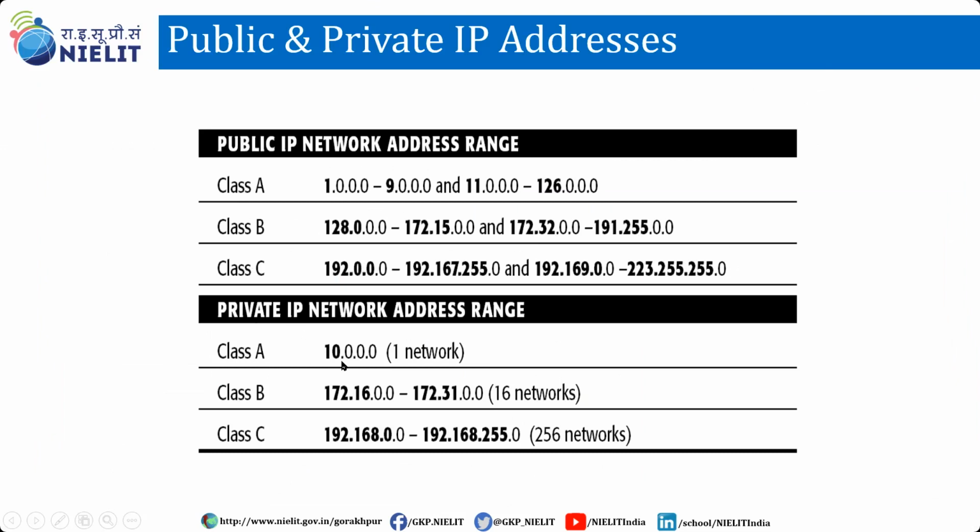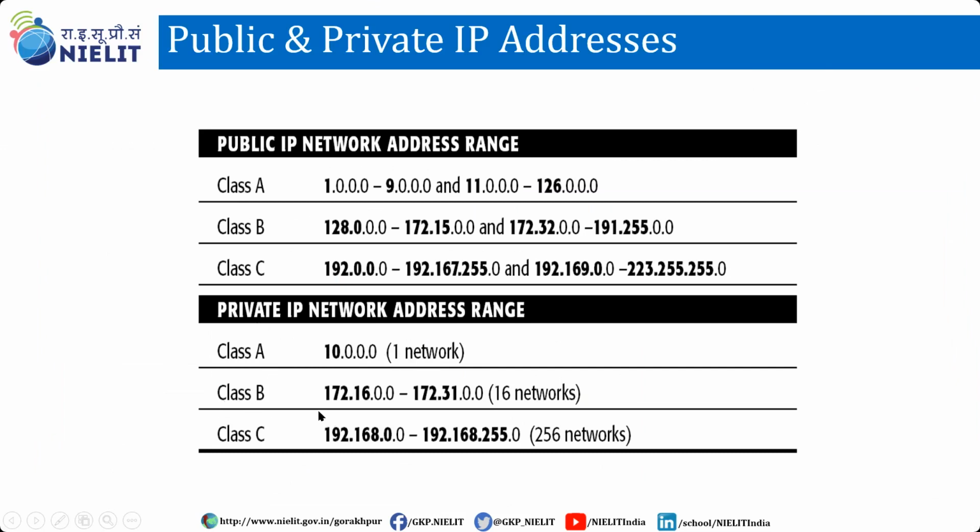In class A, only one network is provided as a private IP address. We can use this private IP address in our network without any license and without any restriction. The IP address 10 is a single network. The remaining portion is used for computers, the host portion. So only one network is available in class A for private use.